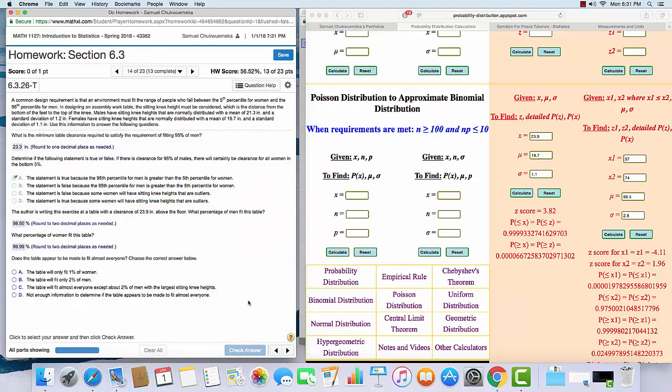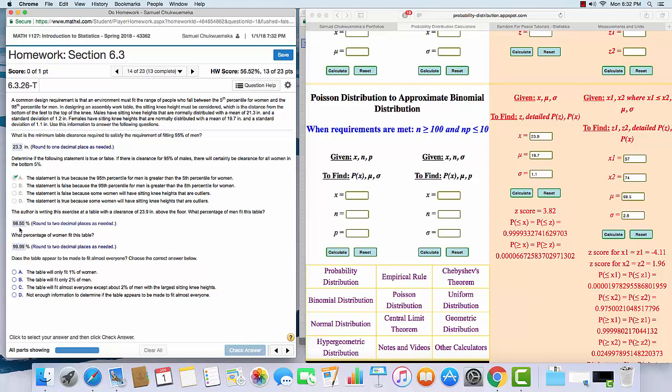Does the table appear to be made to fit almost everyone? 98.5% of men fit the table, and 99.99% of women fit the table. So I think the table will fit almost everyone, except about 2% of men with the largest sitting knee heights. With the women, it is almost all of them. They are at an advantage with the design of that table.